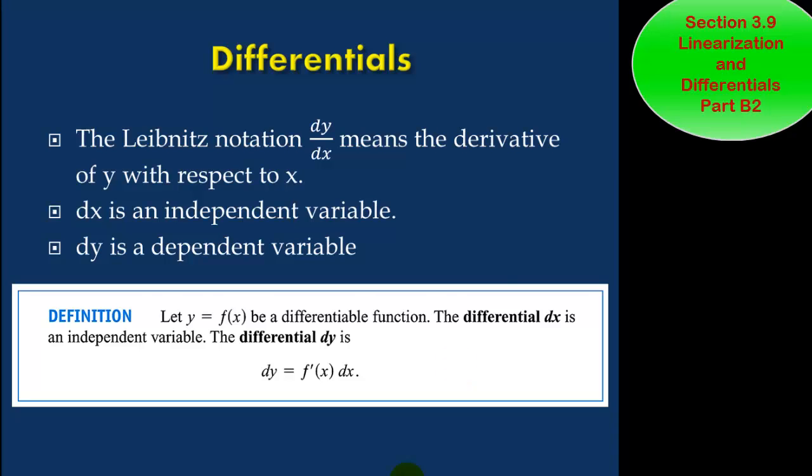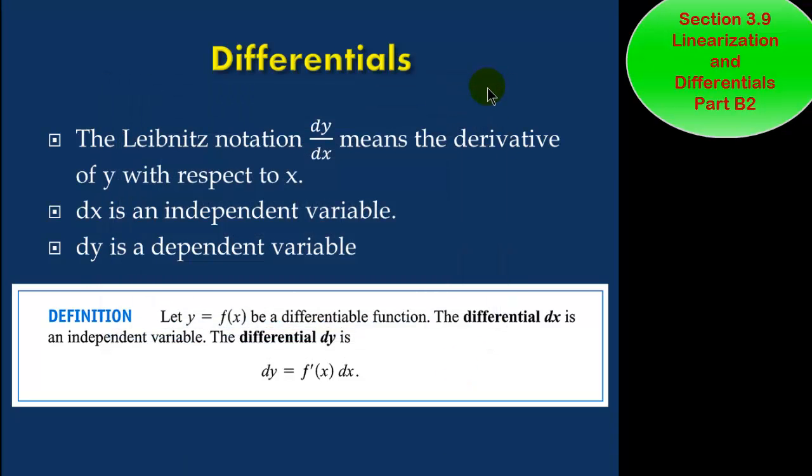Now let's turn to differentials. Remember how we use the notation dy by dx to take the derivative of function y with respect to x. Definition. Let y be equal to f of x and make sure that it's a differentiable function to begin with. Then the differential dx is an independent variable and the differential dy is equal to f prime of x dx. And if you look at this, dy depends on the derivative of x times dx.